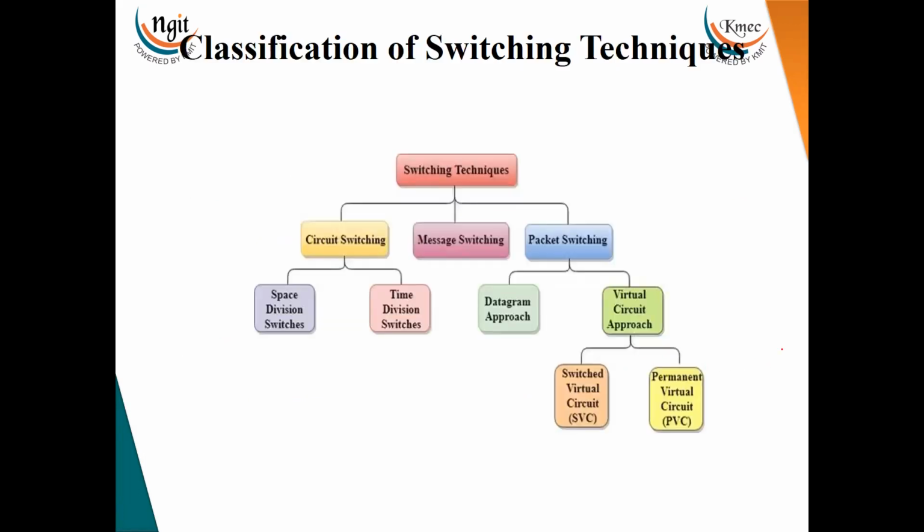Now this block diagram will explain what the different types of switching techniques are. From the exam point of view, if you draw the diagram, it will be helpful for marks. Here in switching techniques, we have three different types: circuit switching, message switching, and packet switching. Circuit switching is divided into two types: space division switches and time division switches.